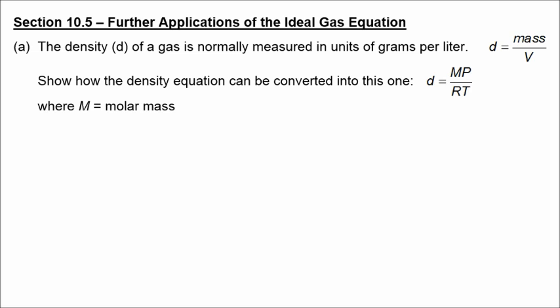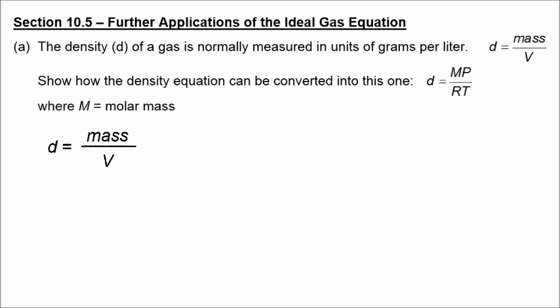All right, moving on to section 10.5, further applications of the ideal gas equation. We know that density is mass over volume. Show how the density equation can be converted into D equals MP over RT, where M stands for the molar mass. Let's go ahead and use the ideal gas law equation.